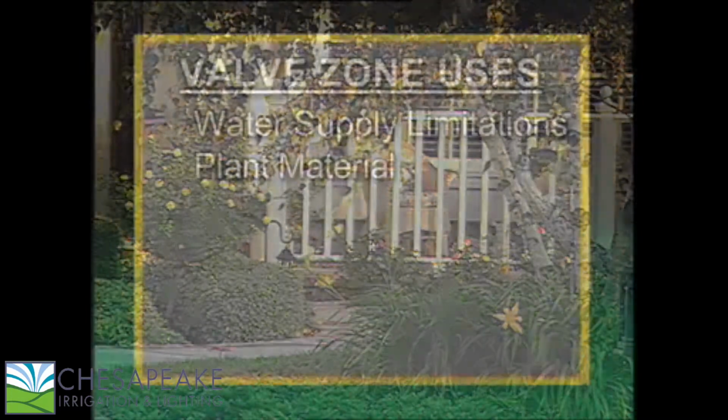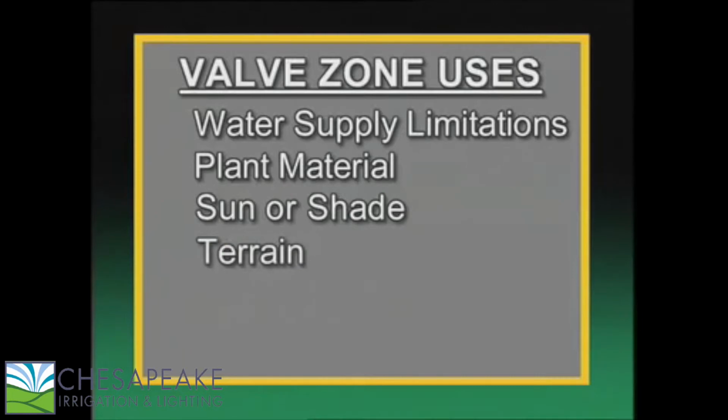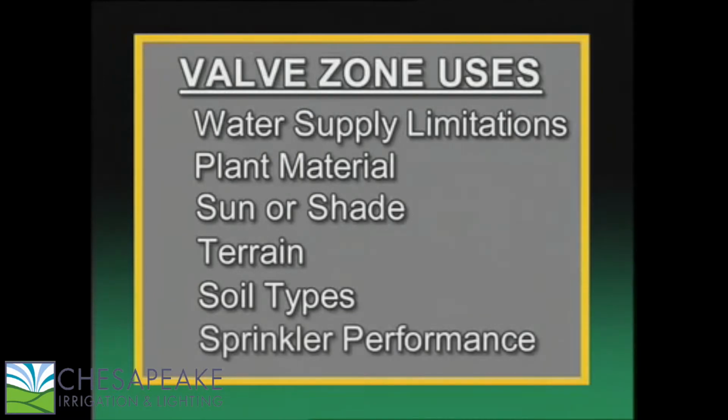Other good reasons for using valve zones would include addressing the needs of an area that is primarily in direct sunlight or mostly in shade. A separate zone would be appropriate for watering a slope or as a way to address runoff on hard soils like clay. Zones are also important to optimize sprinkler performance.